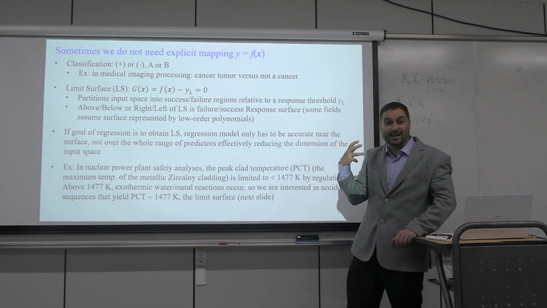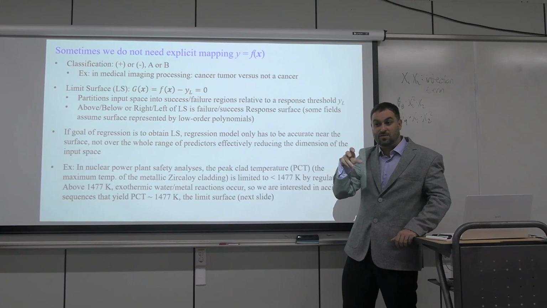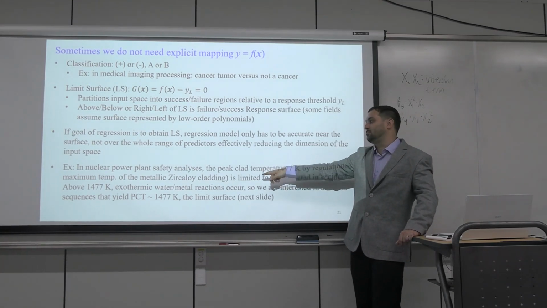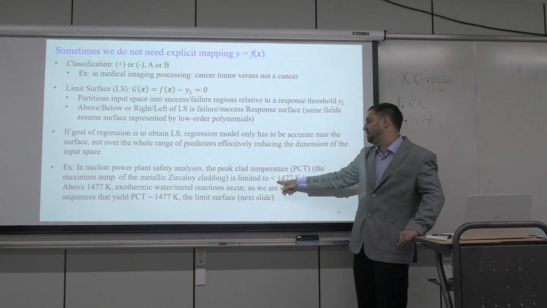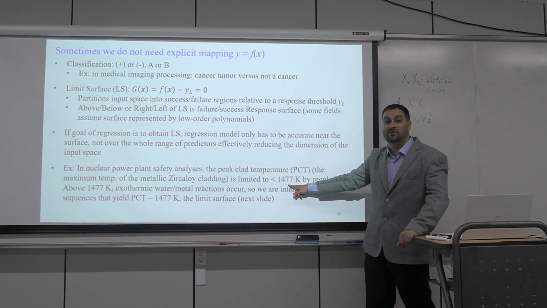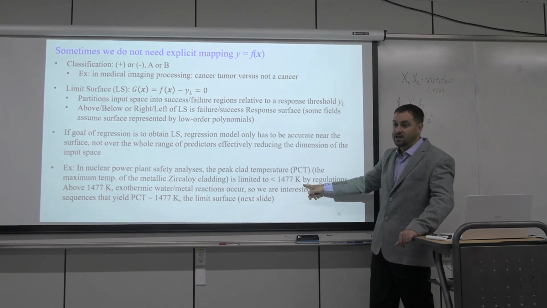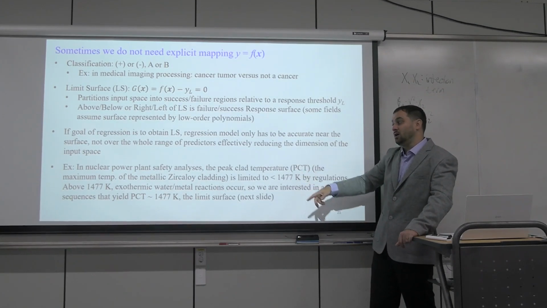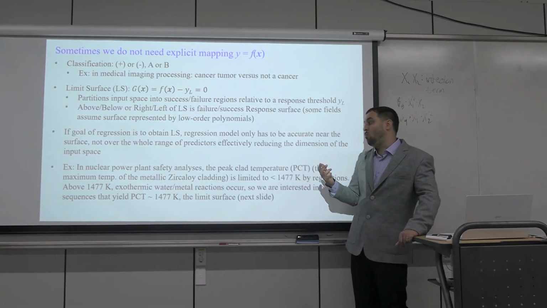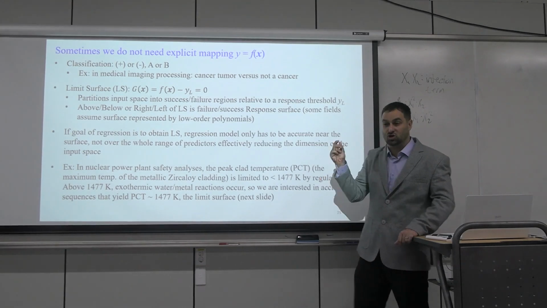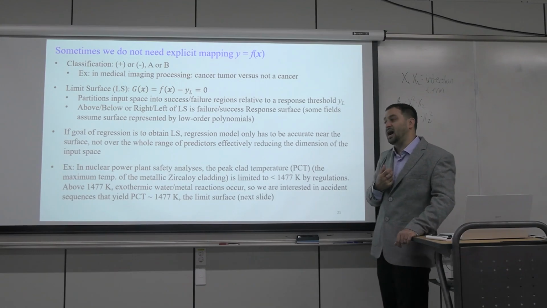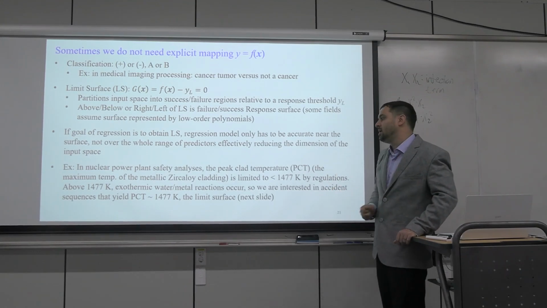During an accident, the fuel and the fuel rod will heat up. And there's a limitation. The maximum temperature of the zircaloy cladding needs to be less than 1,477 Kelvin. This is the regulation, because above this temperature, exothermic water-metal reactions occur. The zirconium metal exothermically reacts with the water and steam, and that creates hydrogen gas and more energy.